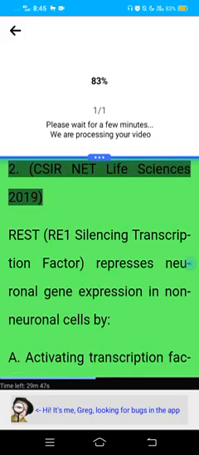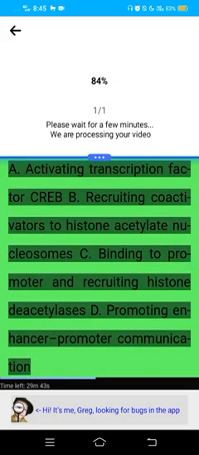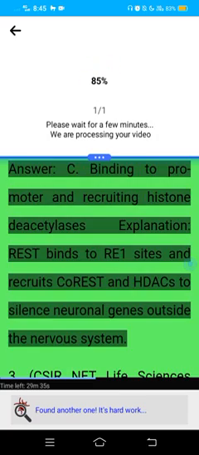2. CSIR NET Life Sciences 2019. REST, RE1 silencing transcription factor, represses neuronal gene expression in non-neuronal cells by: A. activating transcription factor CREB. B. recruiting coactivators to acetylate nucleosomes. C. binding to promoter and recruiting histone deacetylases. D. promoting enhancer-promoter communication. Answer: C, binding to promoter and recruiting histone deacetylases. Explanation: REST binds to RE1 sites and recruits corepressors and HDACs to silence neuronal genes outside the nervous system.